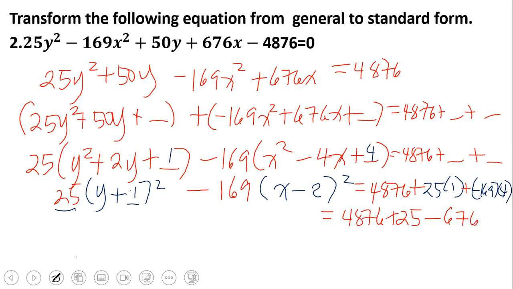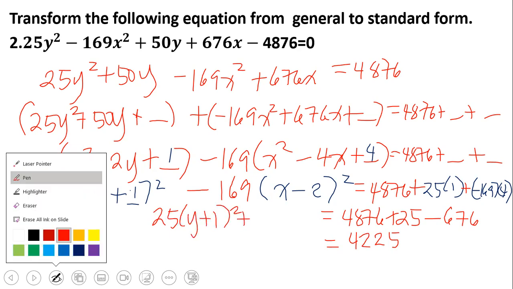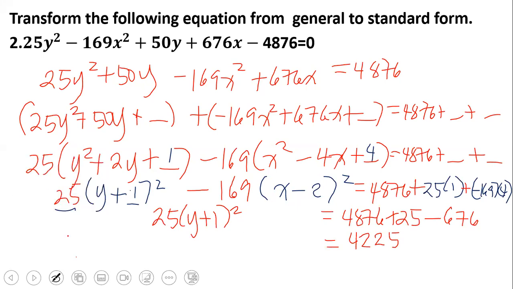So simplifying all those constants, 4876 plus 25 minus 676, the answer will be 4,225. And the remaining terms are 25 times y plus 1 quantity squared plus minus 169 times x minus 2 quantity squared is equal to 4,225.